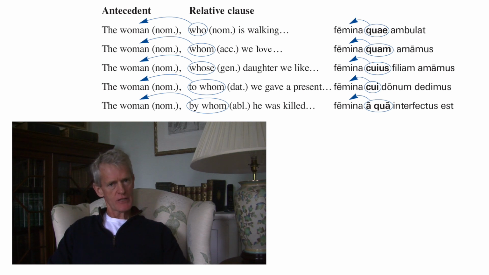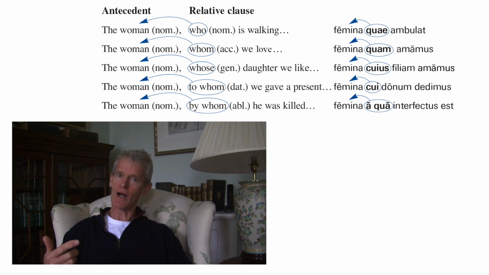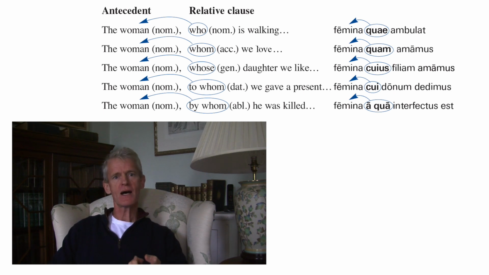But this time, just look at that relative clause. The woman whom we love. Now, in the relative clause, the subject of the verb love was we, whom we love. Who did we love? Or whom did we love? Well, we love the woman. So that word whom is in the accusative case. It is the object of the verb love.